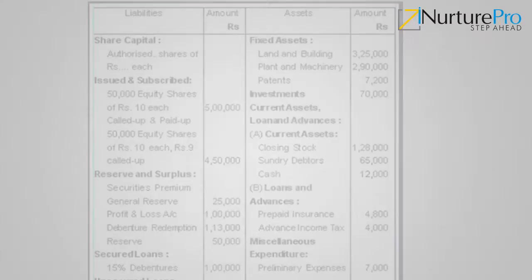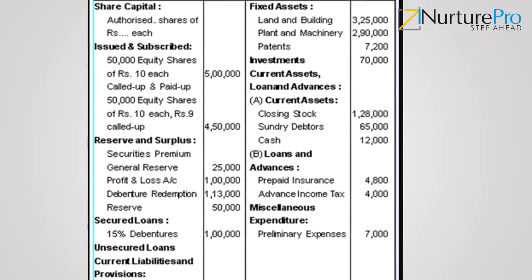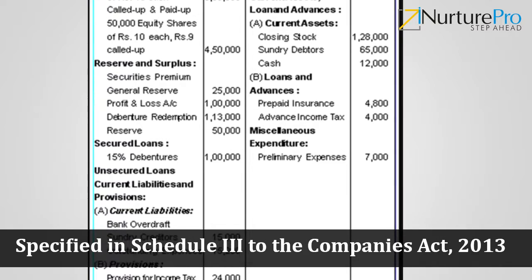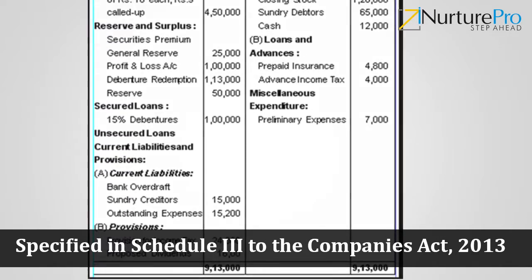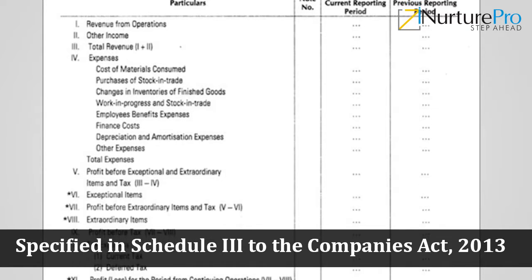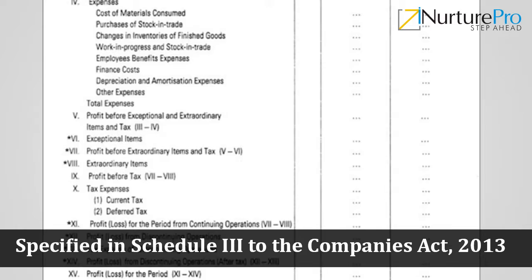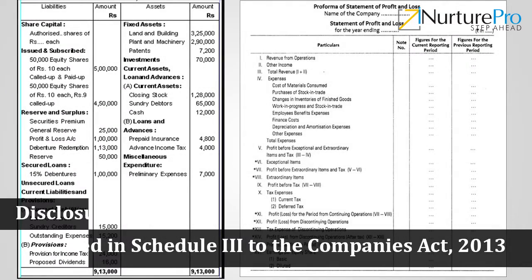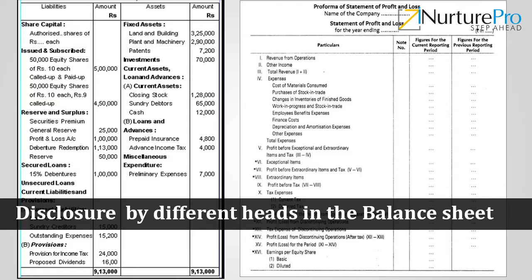Now let us look at the balance sheet format. As stated earlier, the form of the balance sheet is specified in Schedule 3 to the Companies Act 2013. Let us take a look at the snapshot of the format of balance sheet that has been specified in Schedule 3. Please note that each of the heads in the statement should have a separate disclosure by way of notes to the extent applicable.